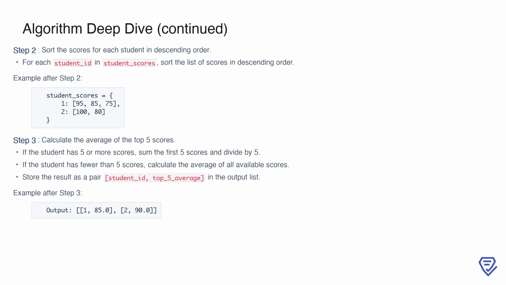For instance, with the given example, the top 5 average for student_ID 1 is (95 + 85 + 75) / 3 equals 85.0, and for student_ID 2, it is (100 + 80) / 2 equals 90.0. This gives us the final output: [1, 85.0], [2, 90.0].